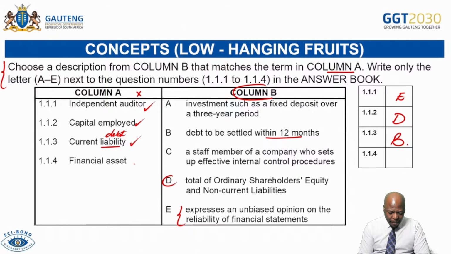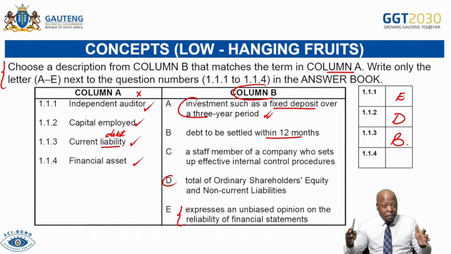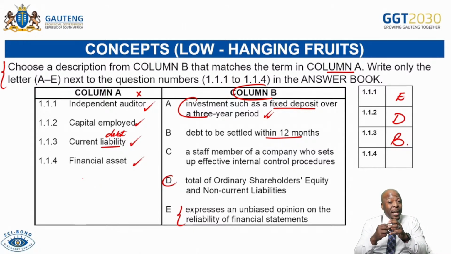And then lastly, financial assets. What are financial assets? These are investments such as a fixed deposit over a 3-year period. So when our fixed deposit will mature over a 3-year period, it becomes a financial asset, which falls under non-current assets. It is only when it's going to mature within 12 months that we take it from the non-current to the current assets, cash and cash equivalent. But in this question, when we talk about financial assets, it is our fixed deposit which will mature over a 3-year period. Therefore, the answer here is A.